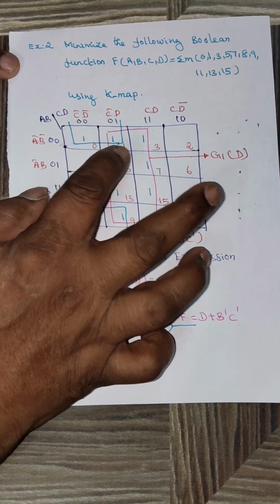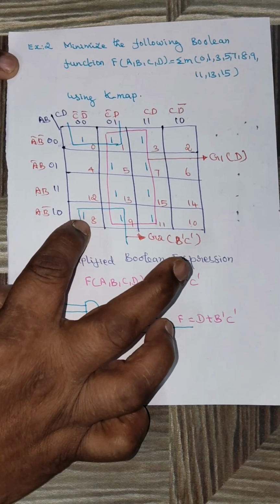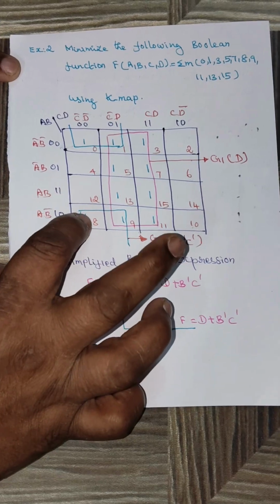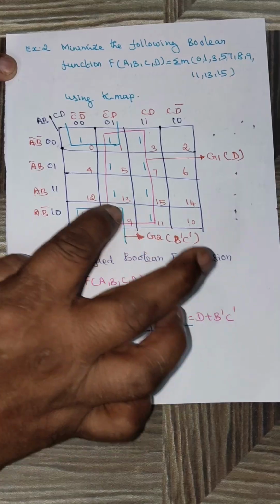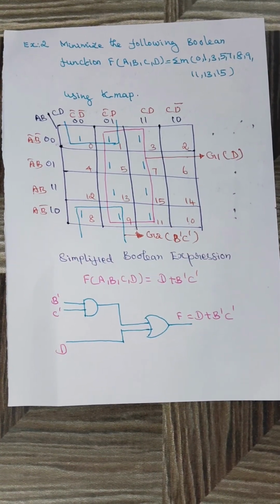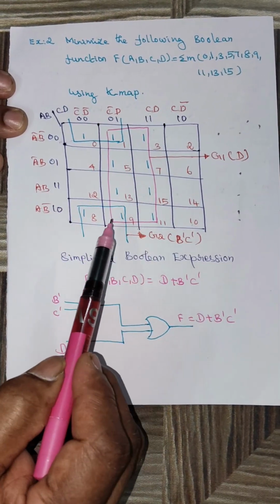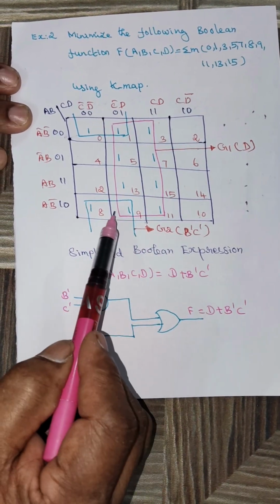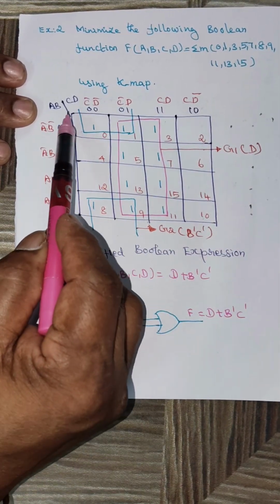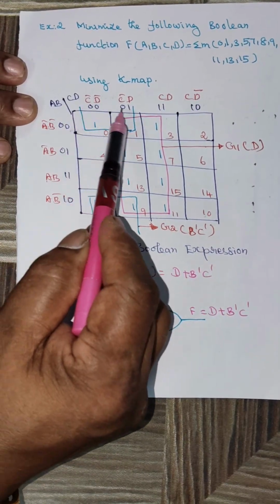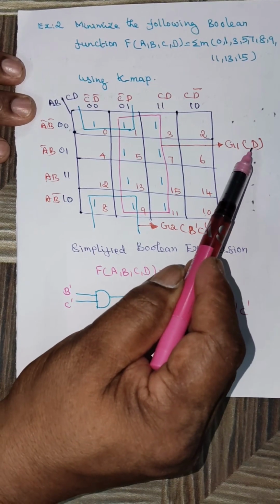And the minterms are 0, 1, 2, 3, 4, 5, 6, 7, and the 8th minterm should come here because these two cells are adjacent. So 8 can be written here: 8, 9, 10, 11, 12, 13, 14, 15. Now you see these 8 ones are adjacent to each other, so we can form an 8 cell combination here. So this group will be d because all the 3 variables a, b and c are varied in these 8 minterms, and the only fixed variable is d.